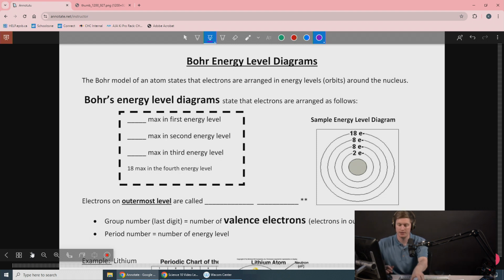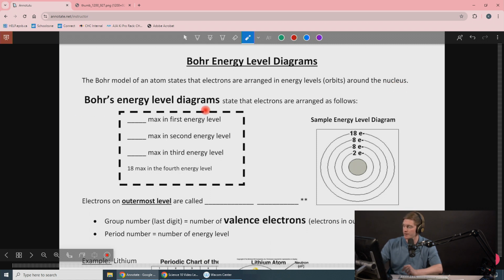All right, welcome back. In this lesson, we're going to talk about Bohr energy level diagrams, and we're going to draw Bohr energy level diagrams for atoms. This is starting on page 24 of the Science 10 note package. The Bohr model of an atom states that electrons are arranged in energy levels around the nucleus.